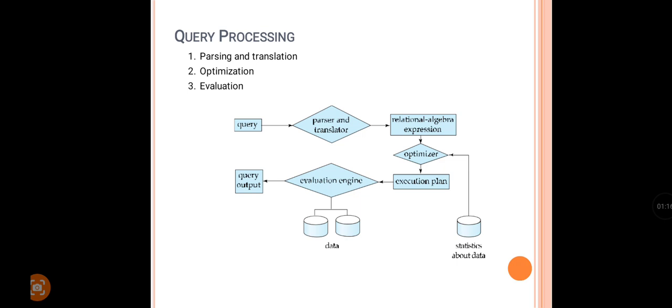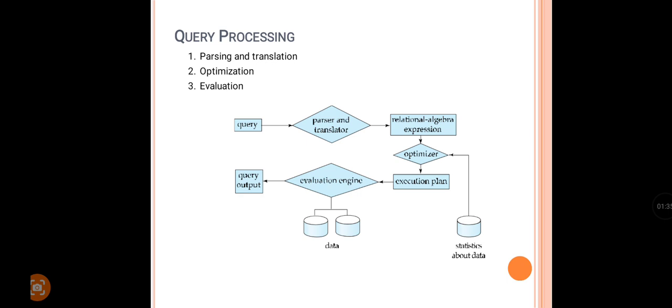So next one is query processing. There are three stages of query processing. First stage is parsing and translation. When we write an SQL query, the system first checks whether the query follows the correct SQL syntax. If there is any mistake, such as a missing keyword or incorrect table name, the database displays an error message.